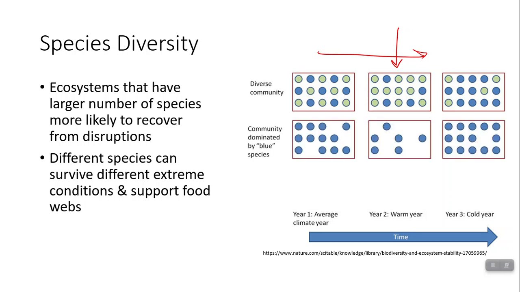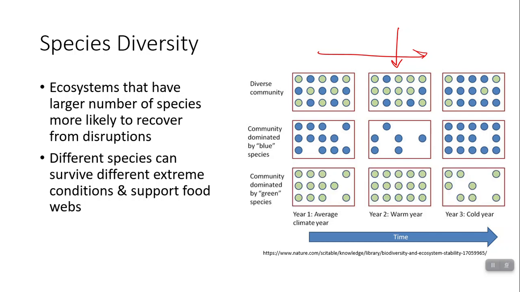Now, let's say that we had a community that had pretty much only blue species. Those guys, remember, were cold tolerant. They were not heat tolerant. So in the warm year, year two, much fewer of them survive. And so even though the next year they were able to replenish their numbers a little more, notice there aren't as many organisms now. So we're going to have a smaller population. Anything that was relying on them as a food source is also probably going to have a smaller population. And let's say it just keeps getting warmer and warmer. If it keeps getting warmer and warmer, those cold tolerant species are just going to die out.